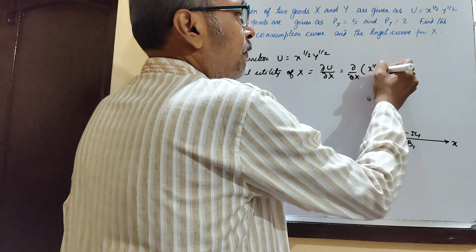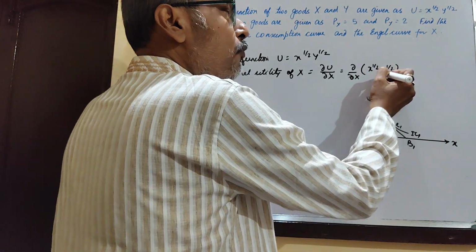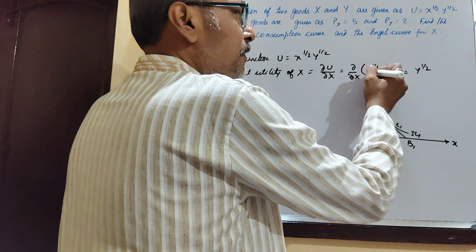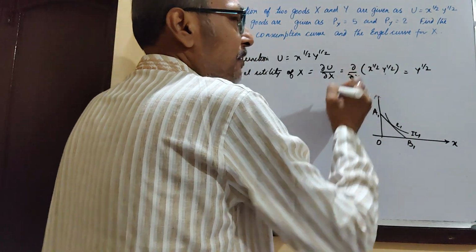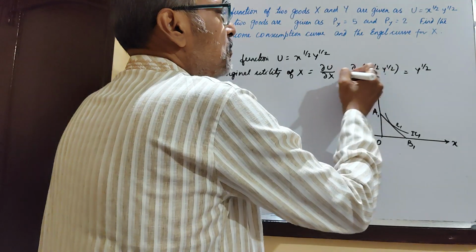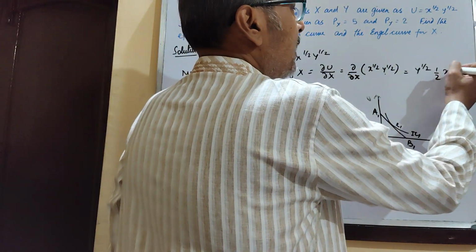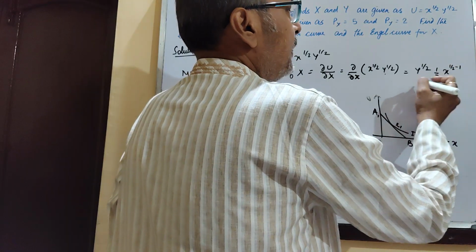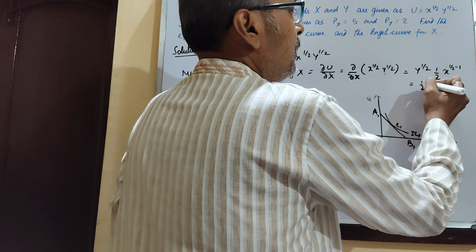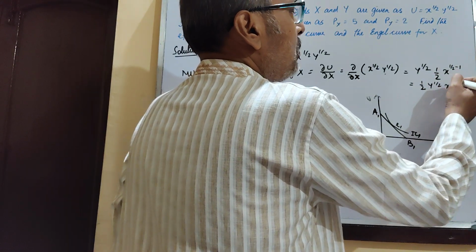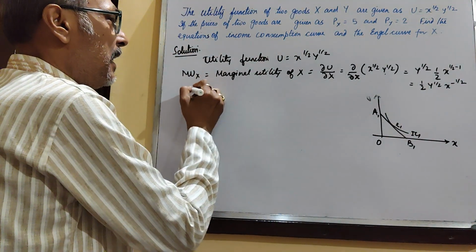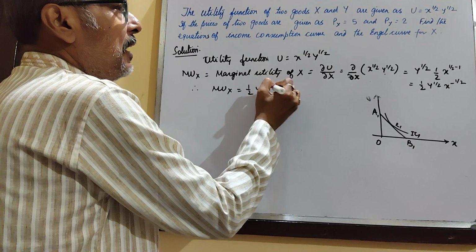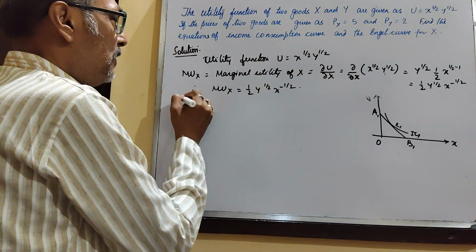Del by del x of x to the power half, y to the power half. Here we keep y constant. Therefore, first we write the constant term. Then we differentiate x to the power half with respect to x. This becomes half x, this half comes here, then half minus 1. This is basically half y to the power half, x to the power minus half. Therefore, mu x is half y to the power half, x to the power minus half.